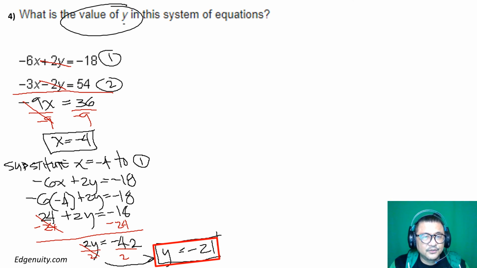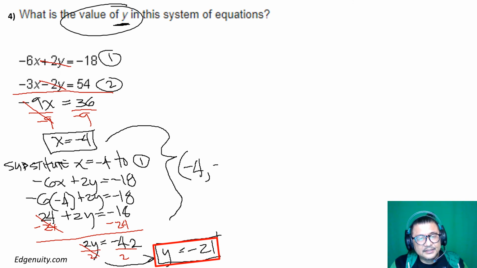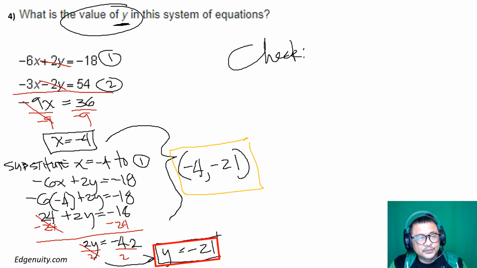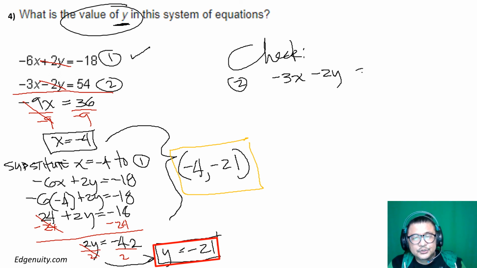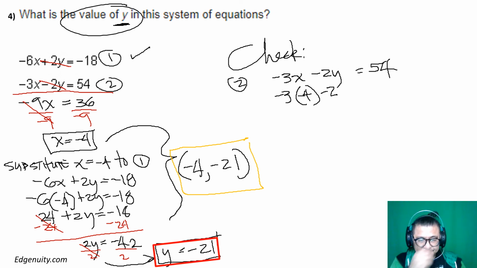So we're done. We got the value of y. Let's just continue the whole process. So our solution would be what? The solution, put them together: negative 4, comma, negative 21. That's the solution. Just to check if it also works, a while ago we used equation 1. Let's use equation 2: negative 3x minus 2y should be equal to 54. So negative 3 times, what is our x? Negative 4. Minus 2 times y. What is our y? Our y is negative 21, equals 54.